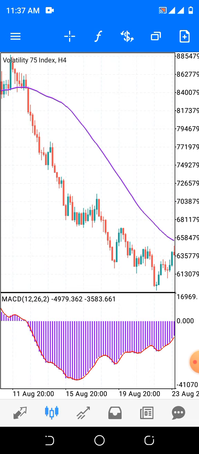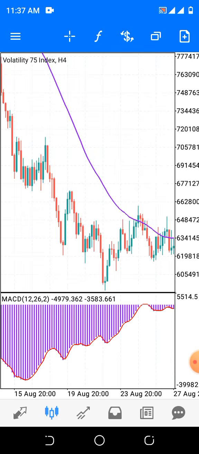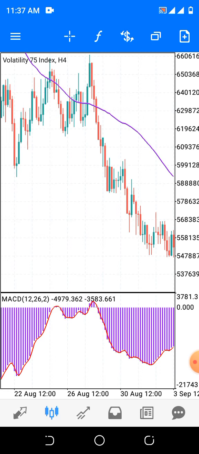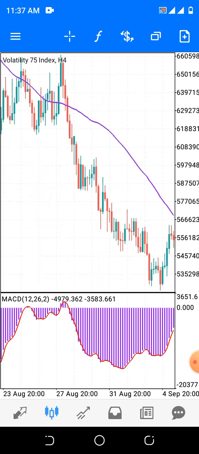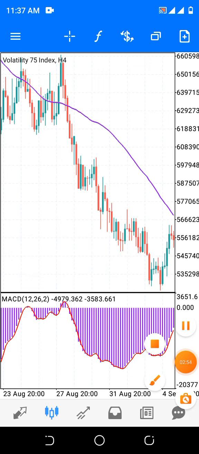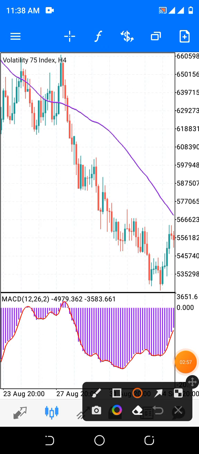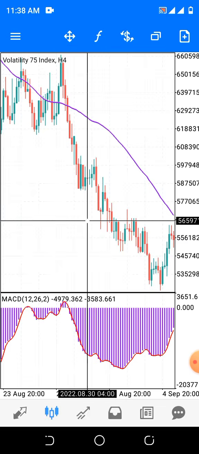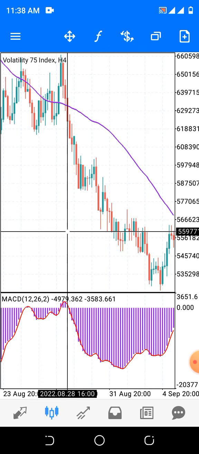Now, this is another entry here. This is another clear entry. Look at it. This is crossing on the MACD. This is crossing on the moving average. Both of them happening at the same time. This is a clear sell. Look at it. This is a clear sell entry.